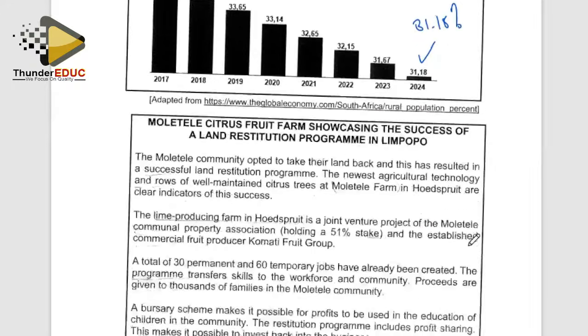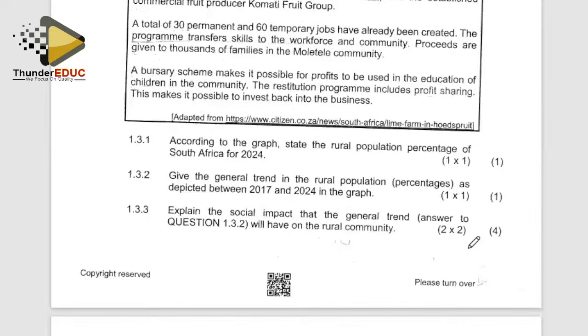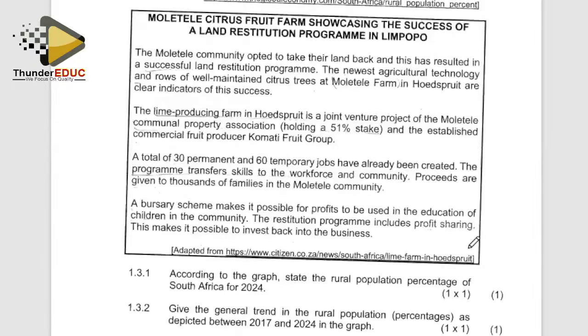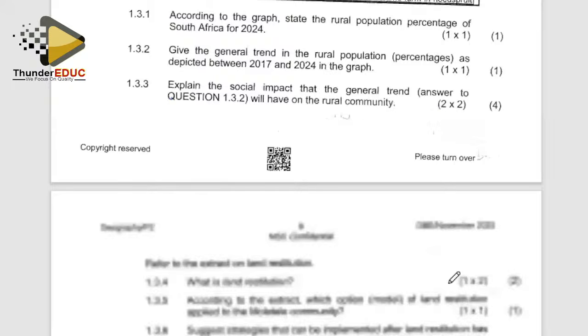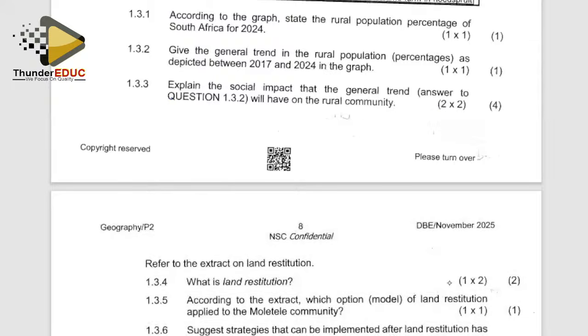That's the percentage. Then give the general trend of the rural population percentages as depicted between 2017 and 2024. In 2017 it was 34.66, and in 2024 it's now 31.18. What is the trend? A trend can either be a decrease or an increase. If we look at this trend here, it's downward. As time is progressing, the figures are going down. So the trend is decreasing, the figures are decreasing between 2017 and 2024.